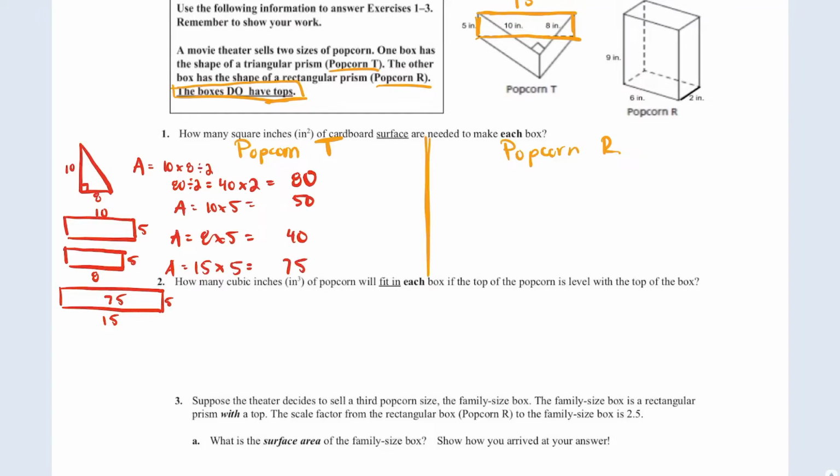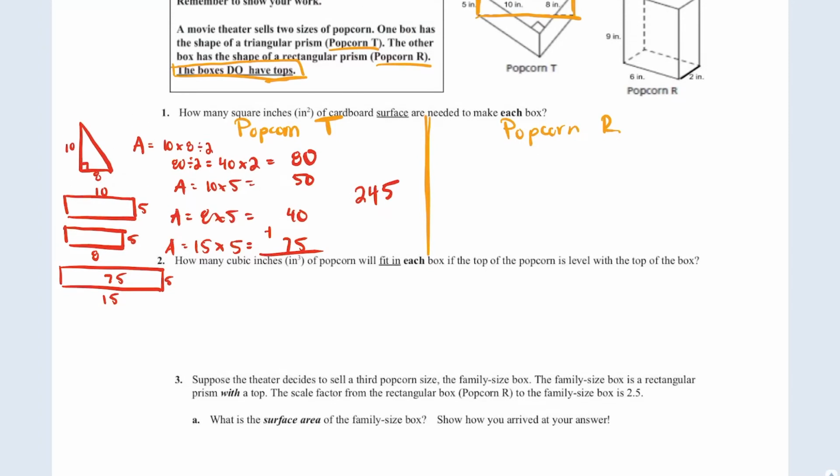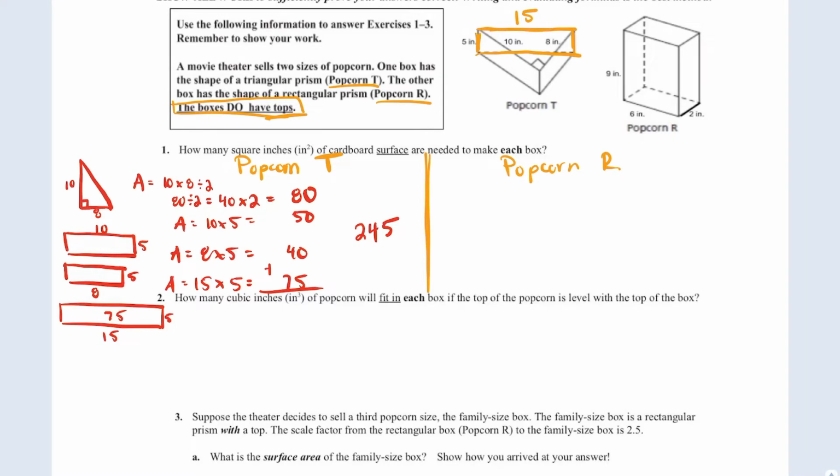Is 75. And then all we're going to do is we're going to add these together. It looks like I'm going to have 5 at the end, and then 7 plus 4 is 11, plus 5 is 16, plus 8 is 14. I mean, what am I talking about? 24? So it looks like my surface area of popcorn T, or the triangular prism, is 245 square inches.